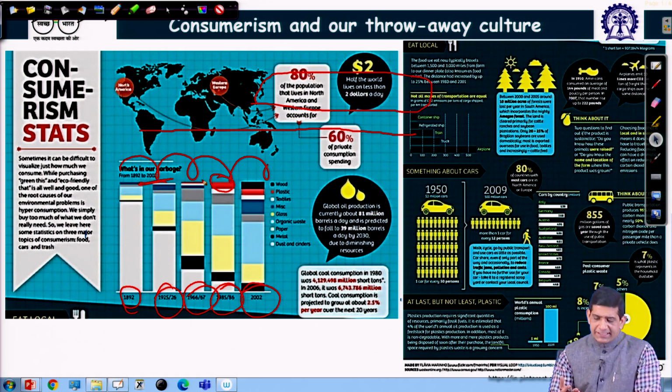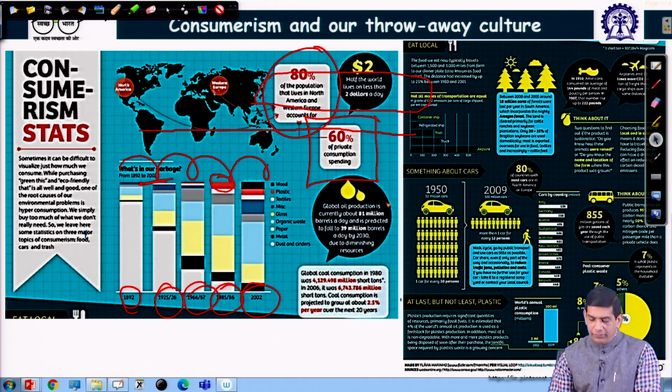Now there are certain societies which are producing more waste. 80% of the population in North America and Western Europe accounts for 60% of the private consumption spending. Global oil production is right now 81 billion barrels a day, and it is going to fall to around 40 barrels by 2030 due to diminishing resources. But the coal production will go up.